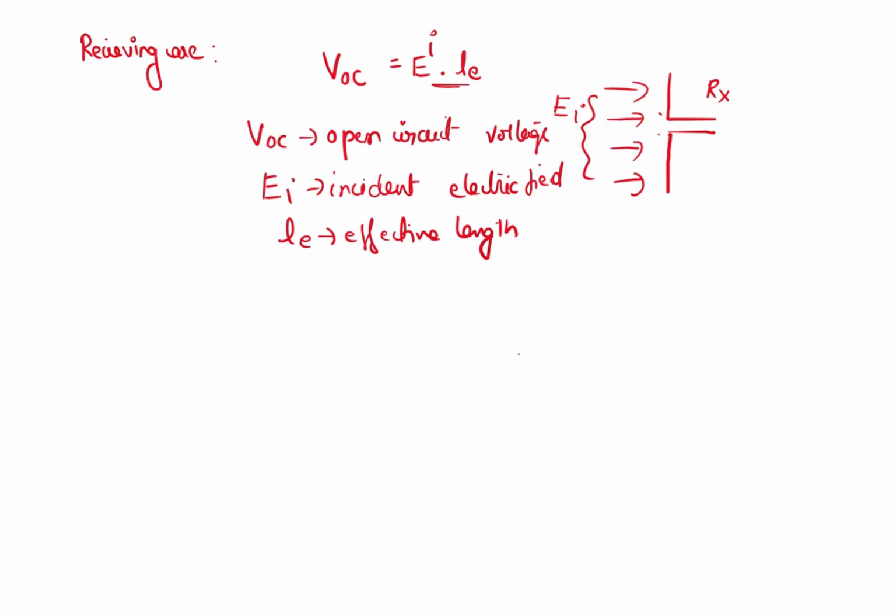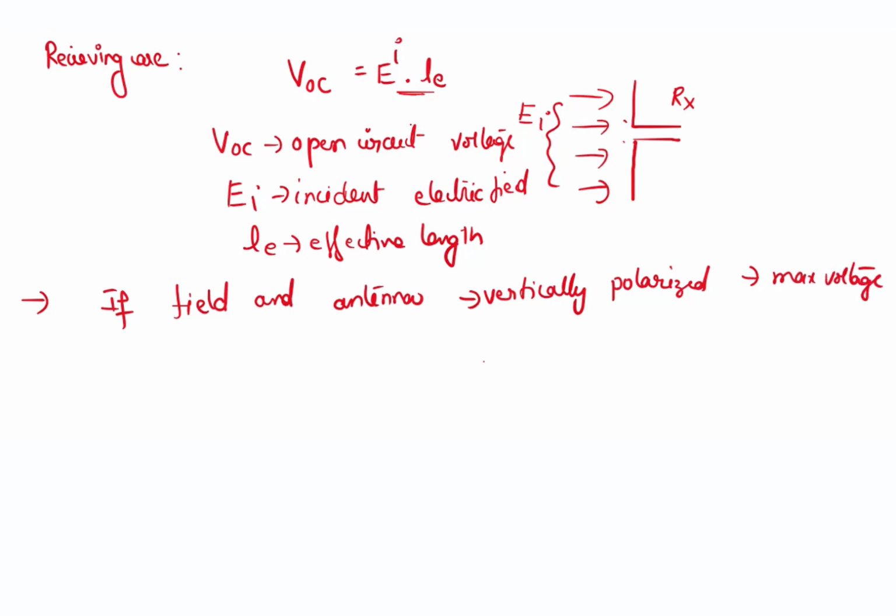See, we know about the dot product. If the dot product is between two quantities which are in the same direction, they'll get maximum value. If the dot product is between two components which are in orthogonal, perpendicular directions, the dot product is 0. Taking that reference, we can say if field and antenna both are vertically polarized, it gives maximum voltage. Maximum voltage gets induced. If the field EI is vertically polarized and the antenna is also vertically polarized, then the effective length of the antenna is a vertically polarized component. So if both are vertically polarized, you will get maximum voltage.